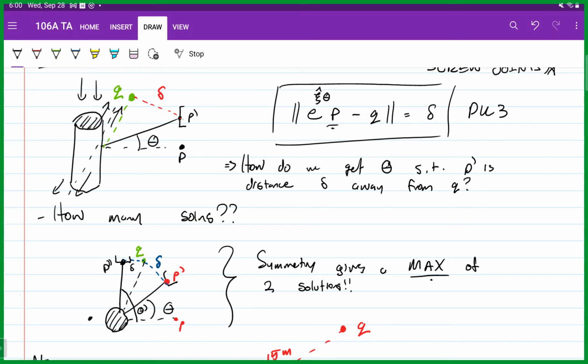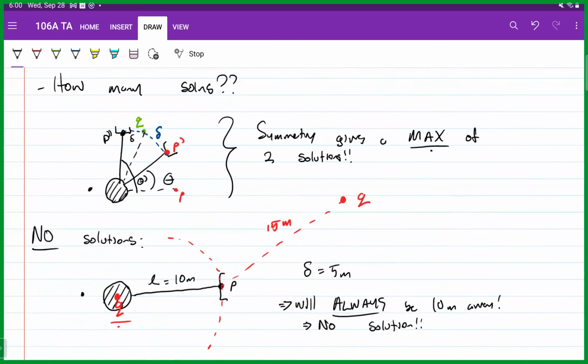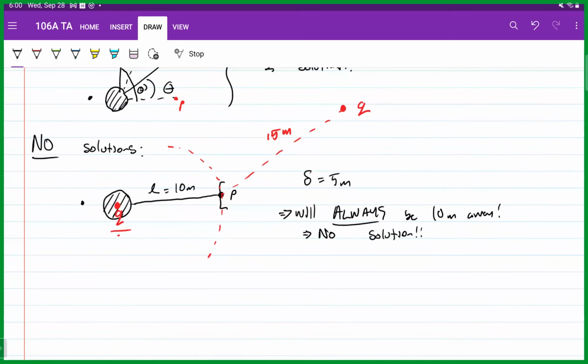So with PK3, is there no way to actually move the arm to point Q? Which one? Yeah, sure. So that's when we have no solutions in that case.